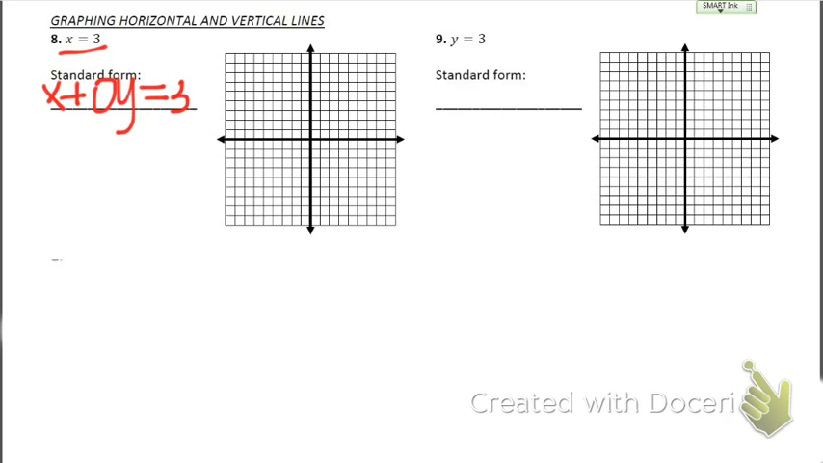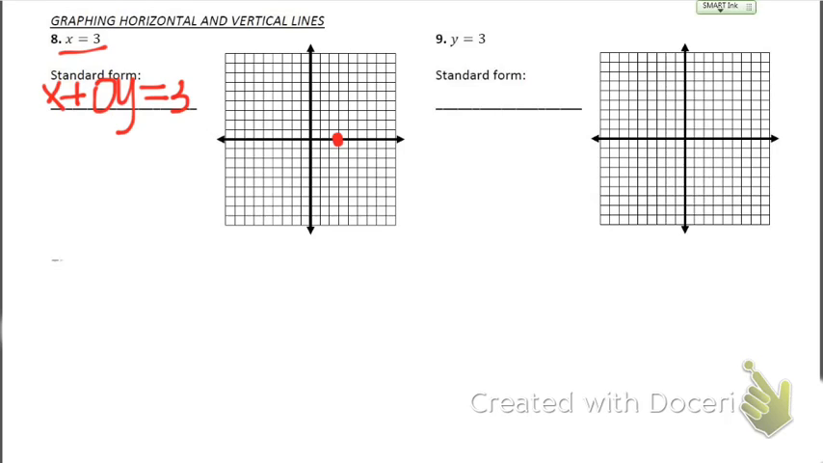And let's think about why this makes sense. 0 times y is what? 0. So it's actually not there, but this is a placeholder so that we can put it in standard form. So then how do I graph this? My x-intercept is going to be what? 3. So I put a line at 3, a point at 3. Will my graph ever cross the y-axis at all? No. Why? Y doesn't exist in this one, right?